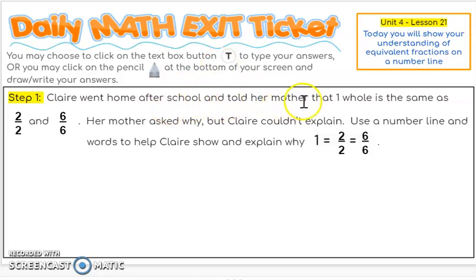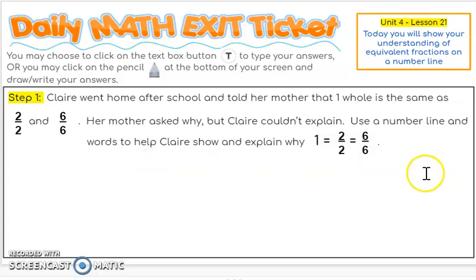All right, this is your exit ticket today. Claire went home after school and told her mother that 1 whole, so imagine 1 whole fraction strip in your head, is the same as 2/2 and 6/6. Her mother asked why, but Claire couldn't explain. Use a number line and words to help Claire show and explain why 1 is equivalent to 2/2 and equivalent to 6/6. So even though these fractions have different numbers, they're all equivalent to 1 whole.